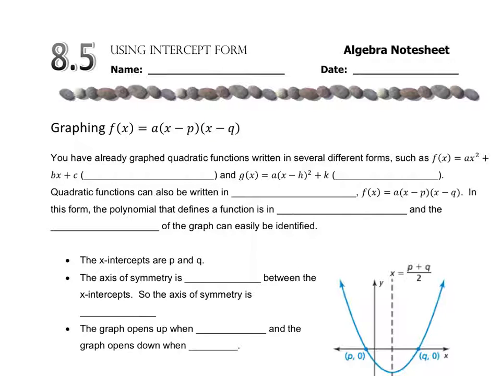The first one, ax squared plus bx plus c. Remember, that is our standard form. And we talked about how we can find the axis of symmetry, the vertex, and all the rest of that to graph those. The second one, g of x, is the one we just talked about, which is our vertex form. And then today we want to talk about this other form, which is called the intercept form.